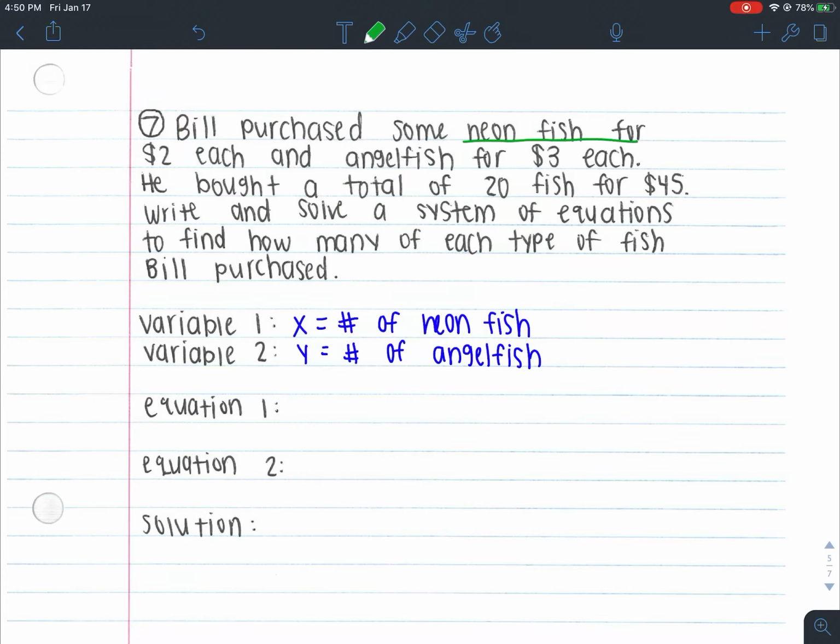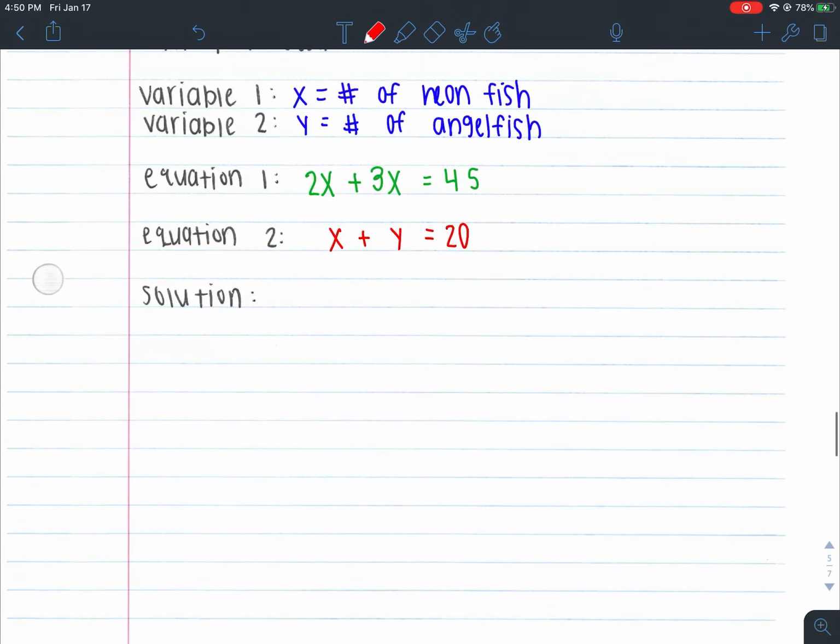Well, it says that neon fish are $2 each and angel fish are $3 each. So our first equation could be 2x plus 3x. And remember, the thing I taught you is that all your money usually goes in the same equation. So $2 for each neon fish, $3 for each angel fish is going to cost me $45 in total. Now once I've used those numbers, I can't use them anymore. Then the second part says he bought a total of 20 fish. So the number of neon fish plus the number of angel fish should equal 20. x plus y equals 20.